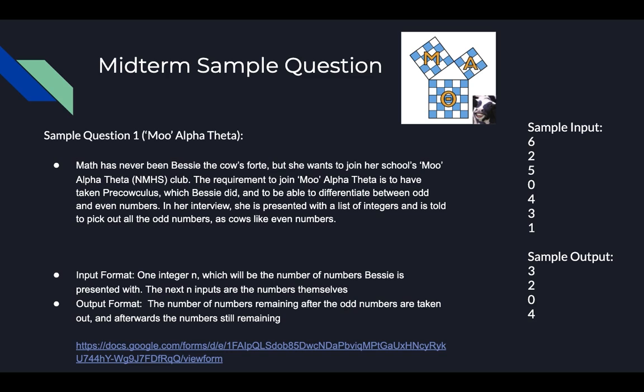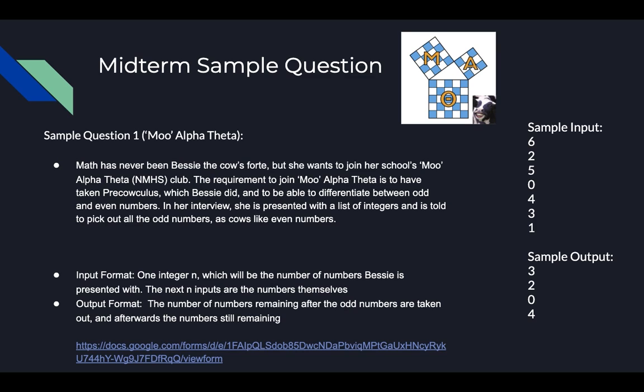All right, but anyways, the question reads: Math has never been Bessie the cow's forte, but she wants to join her school's Moo Alpha Theta, which is NMHS, the National Math Society club. The requirement to join Moo Alpha Theta is to have taken pre-calculus, which Bessie did, and to be able to differentiate between odd and even numbers. I'm sure you all know what odd and even numbers are. In her interview, she is presented with a list of integers and is told to pick out all the odd numbers because cows only like even numbers.